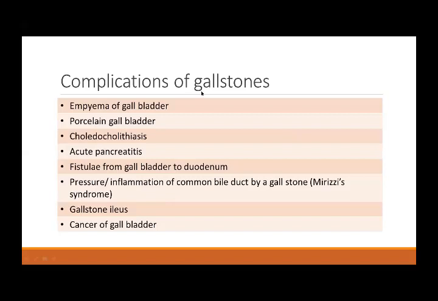Complications. That's very interesting. So 80% are asymptomatic, but when they become symptomatic, they can cause complications. So let's start with the complications. Let's start with the gallbladder structure itself. So what can happen? Inflammation can cause empyema.